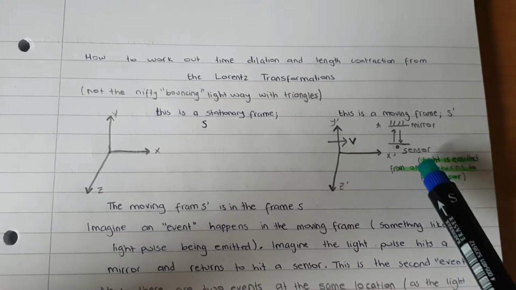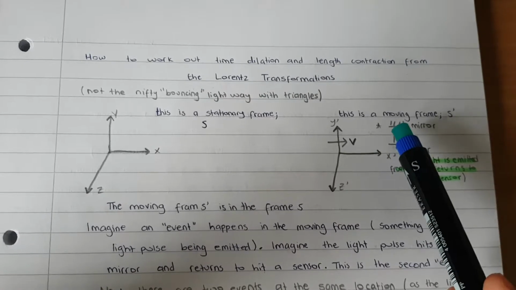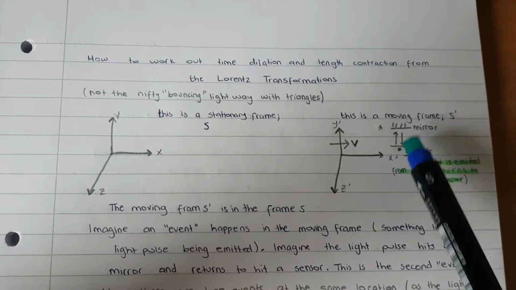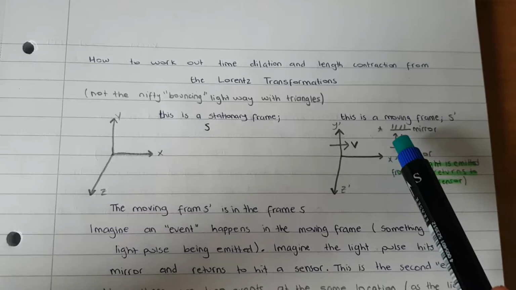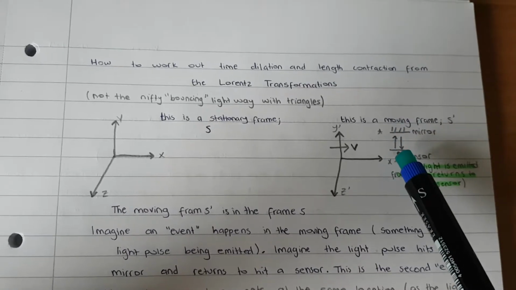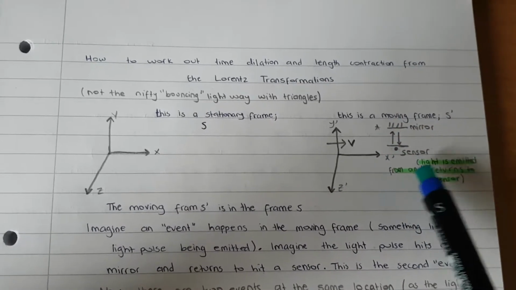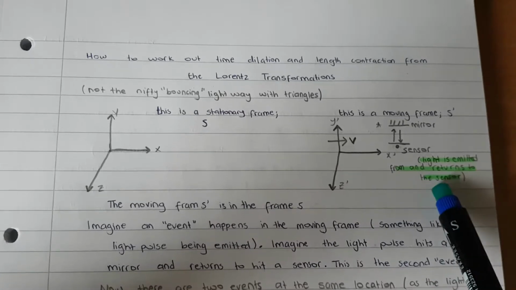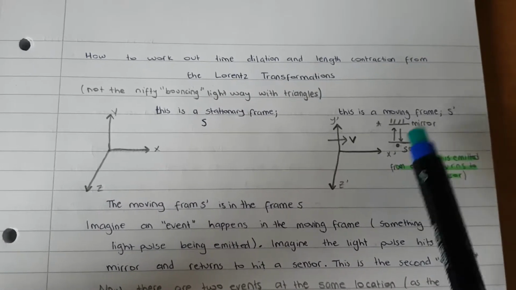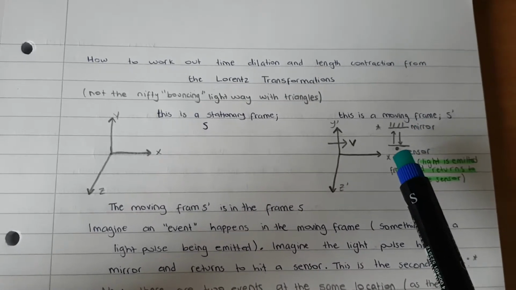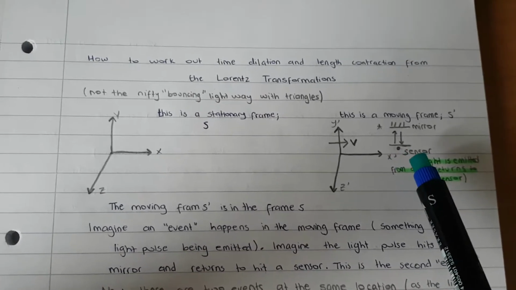So here, we've called them the sensor. The sensor emits and gets the light back from hitting the mirror. So since it emits a light beam, it hits the mirror, comes back, and it goes back to the sensor. So light is emitted from and returns to the sensor. So those are two different events. The emitting and the taking it back into the sensor are two different events.